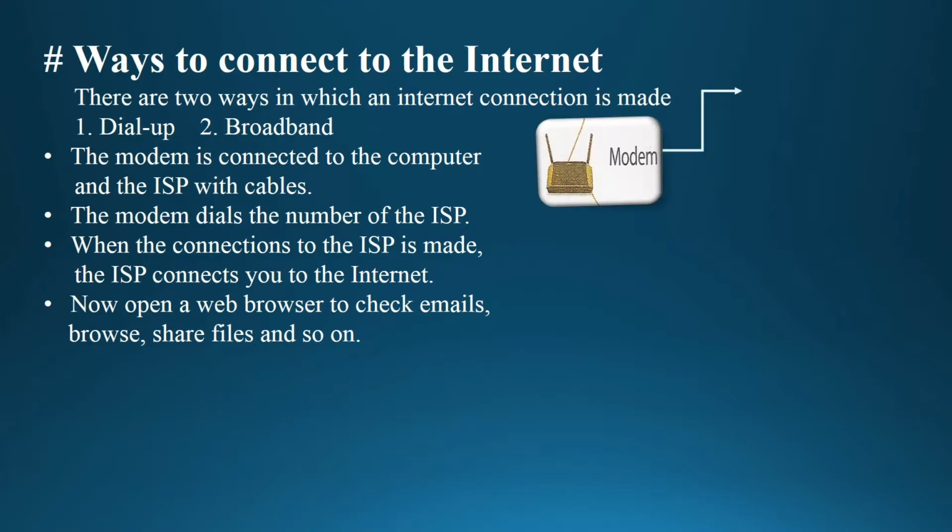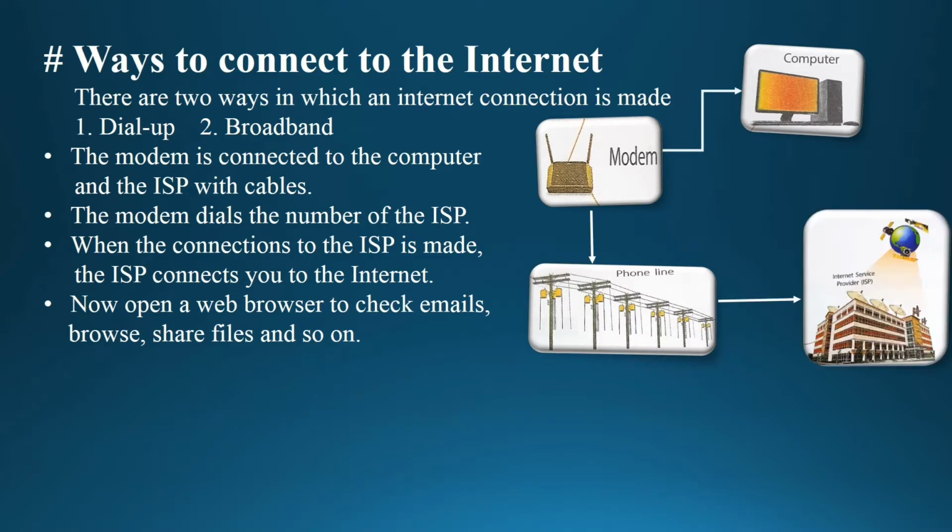Number 1, the modem is connected to the computer and the ISP with cables. Number 2, the modem dials the number of the ISP. Number 3, when the connection to the ISP is made, the ISP connects to the internet. Now, open a web browser to check emails, browse, share files, and so on.